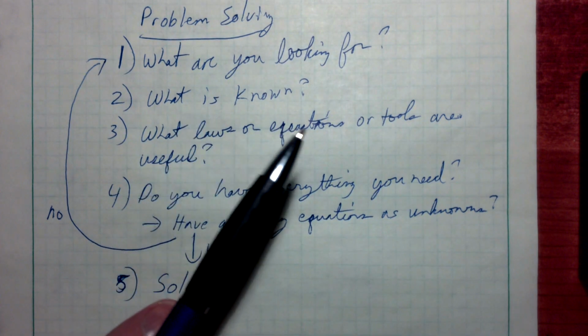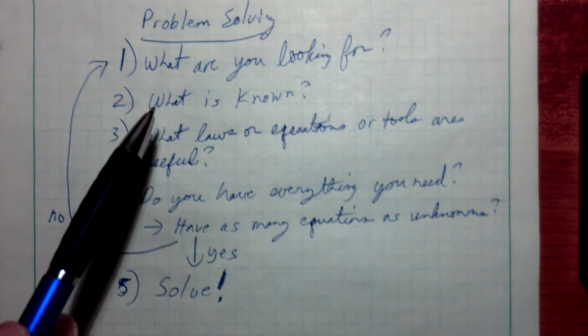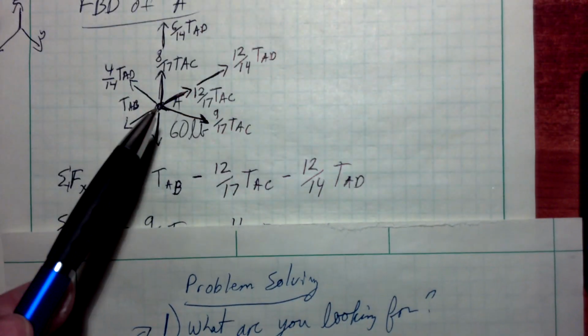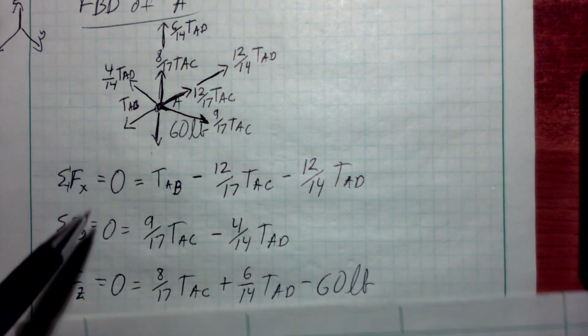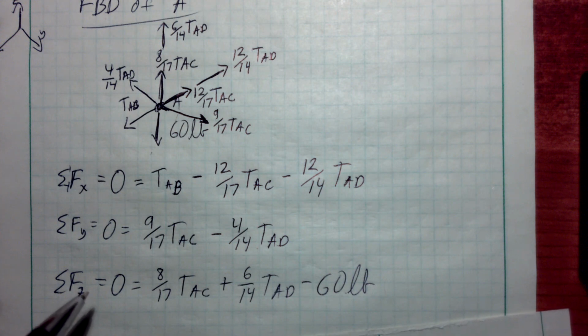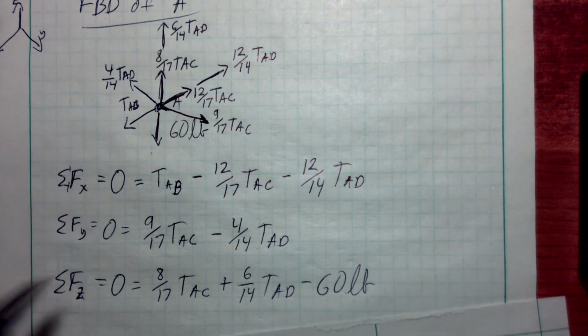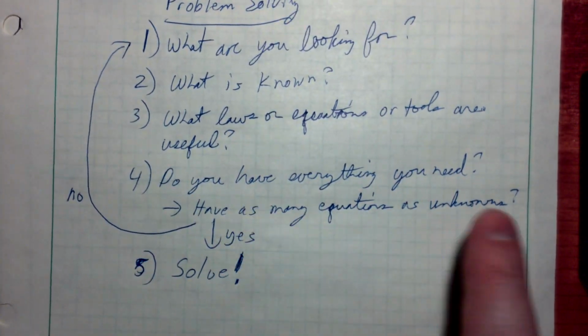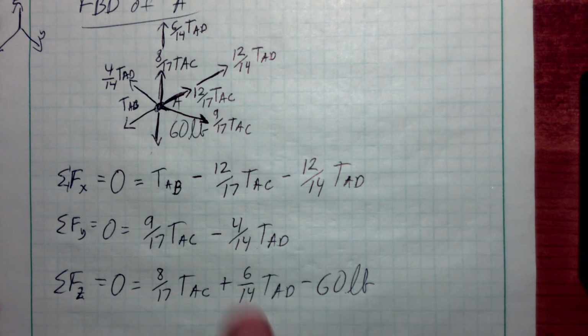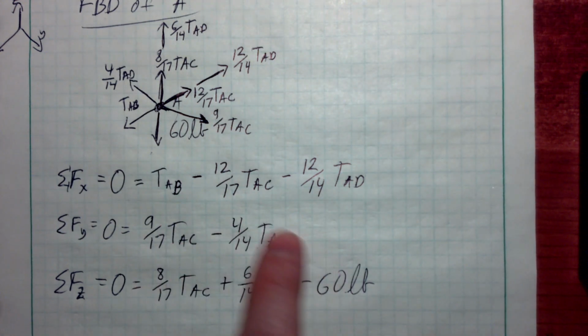And then what laws, equations, and tools? Well, again, what else is known is your free body diagram kind of becomes the known. And then what tools can I use with this? What laws or equations? Well, Newton's first law. So I add the forces in all directions being 0. And then we get down, okay, do you have everything you need? Do you have as many equations as you have unknowns? How many unknowns do I have? Well, I don't know the 3 tensions. But notice, I've got 3 equations, 3 unknowns.